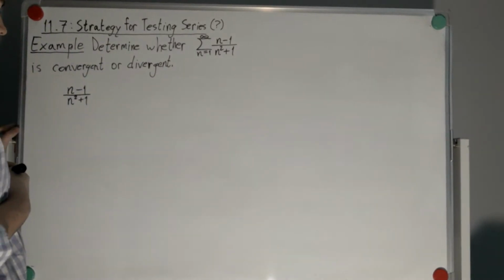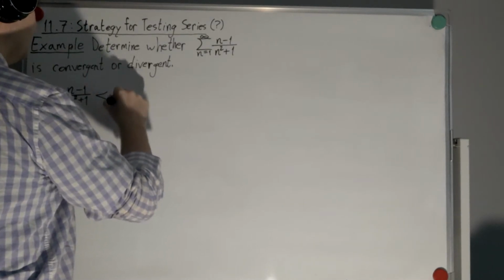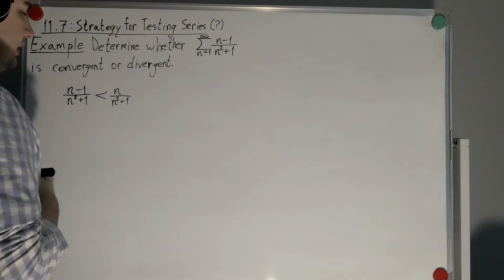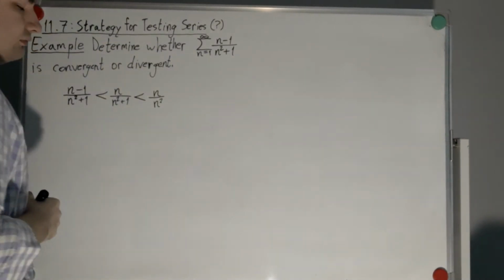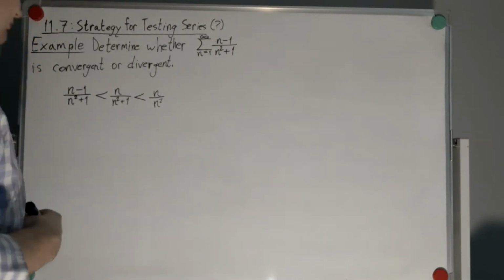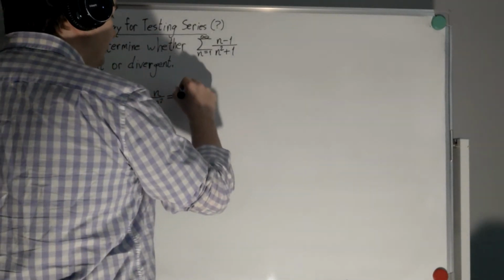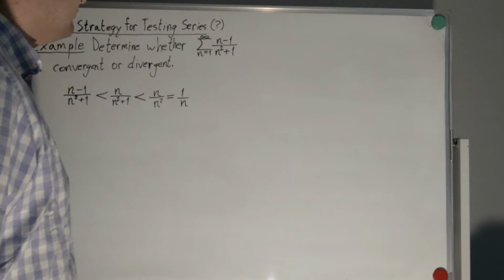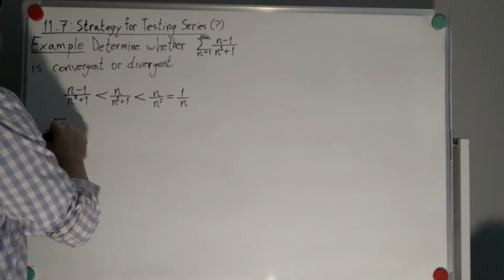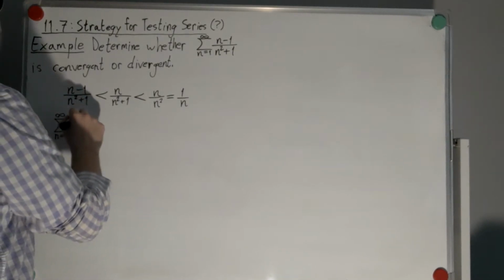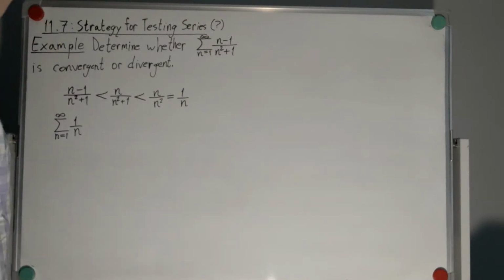So n minus 1 over n squared plus 1. Whatever that is, it's definitely less than n over n squared plus 1. And in turn, that's definitely less than n over n squared. Okay? Now this, in fact, happens to be 1 over n. So, now if you look at the sum from n equals 1 to infinity of 1 over n, well, that's divergent. That's the harmonic series, right?